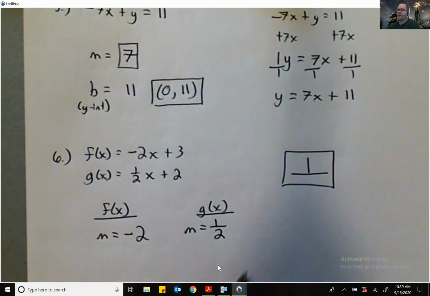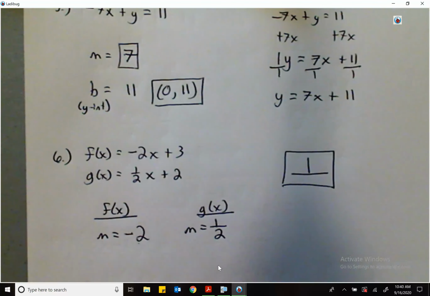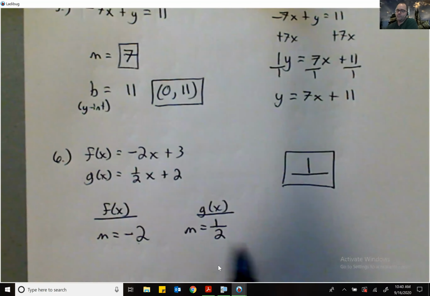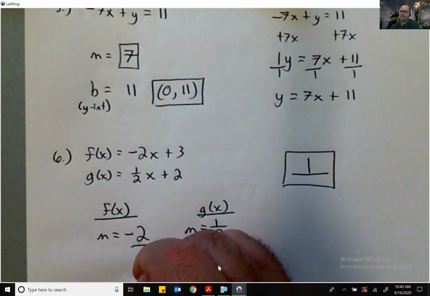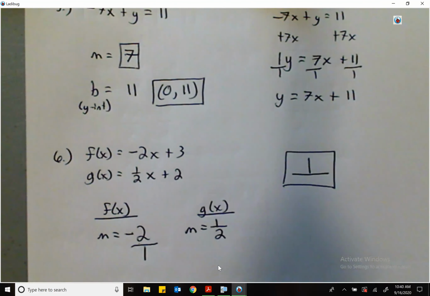So remember, to be perpendicular, you are opposites, which means one is positive, one is negative. And that they are reciprocals. Reciprocal means flipped. What number is 2 over? 1. So if I flip those, that gives me 1 over 2. These are perpendicular slopes because they are opposites, and the fractions are flipped, because this is a fraction. It is over 1. Okay?